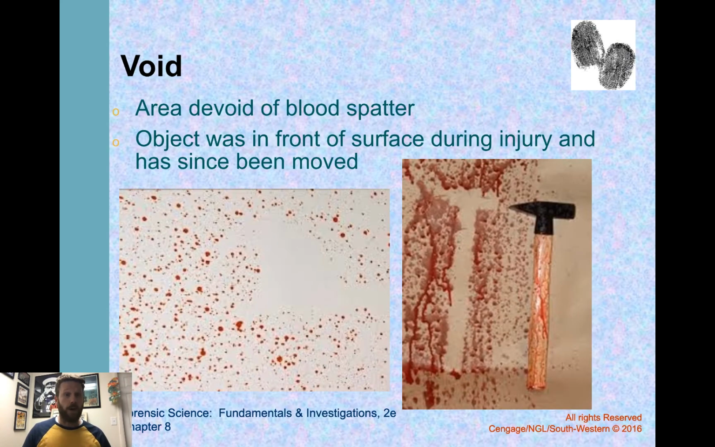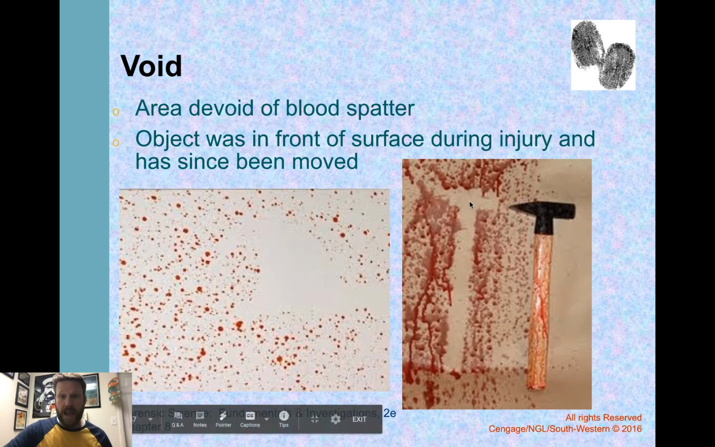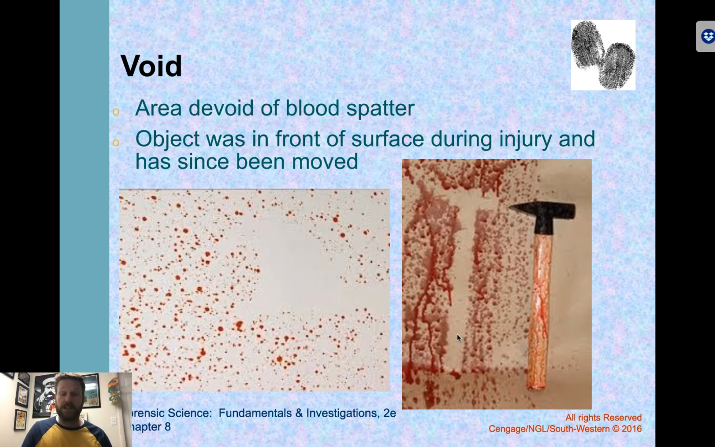You can have a void, so the blood was spattered around something, around an object, and then that object was moved. So a good example here is there's blood spatter. This hammer used to be there, so the blood spattered around the hammer, and it left the outline of the hammer. It left the void of the hammer in that blood spatter pattern.